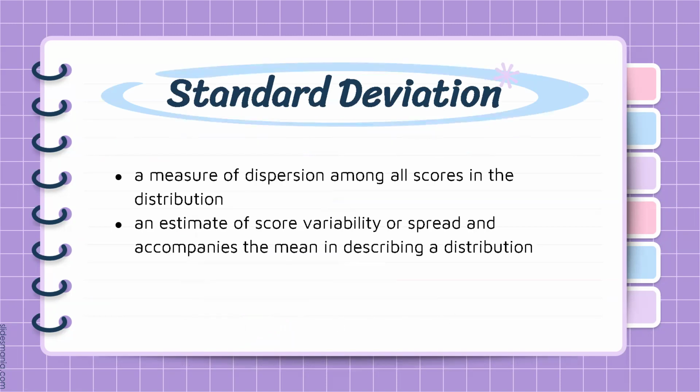Standard deviation is a measure of dispersion among all scores in the distribution. It is an estimate of score variability or spread, and it accompanies the mean in describing a distribution. It indicates whether the distribution appears compressed or expanded.